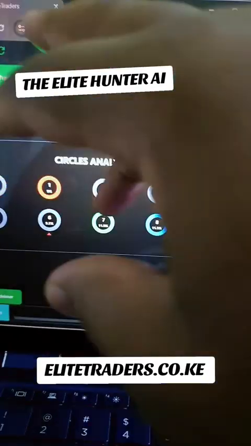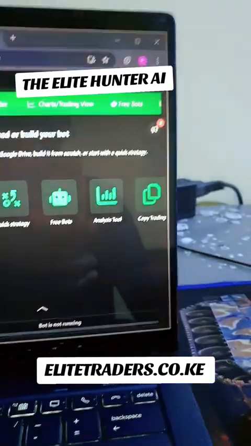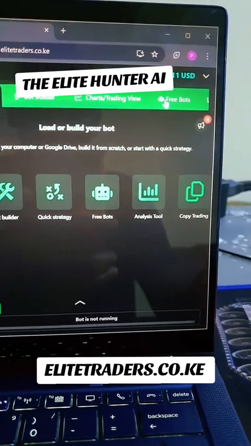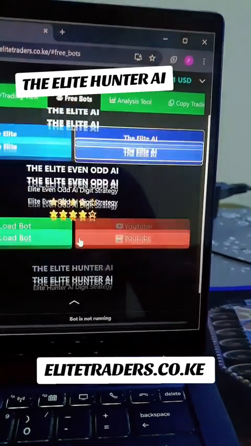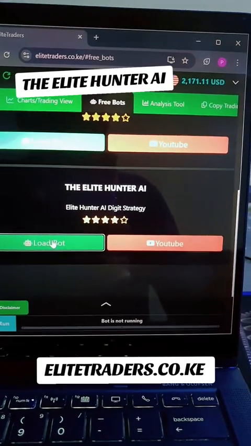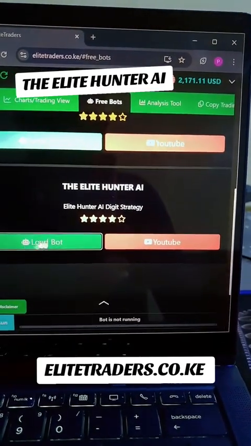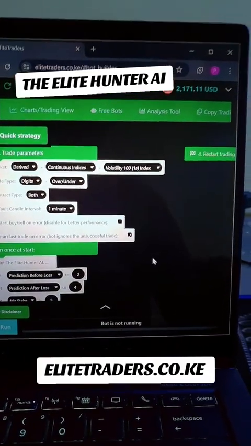So just get on derivtraders.co.ke, and I want us to trade with this specific robot here. Just click free bots. Under free bots, go to the Airite AI, and we have this specific robot called the Airite Hunter AI, and just load the robot that is on your DERIV account. Just click load the bot. Yeah, then we're gonna do the setup.